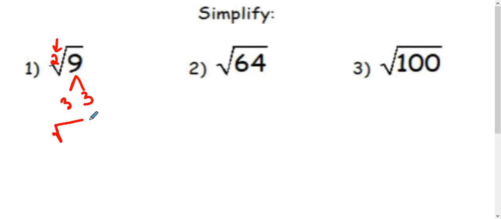I'm going to put these back into a radical using the exponent of 2. So I can rewrite 3 times 3 as 3 to the second power, which means that our exponent matches our index. And when that happens, we can take the base outside of the radical, and what's inside is gone. So the answer to the square root of 9 is just 3.